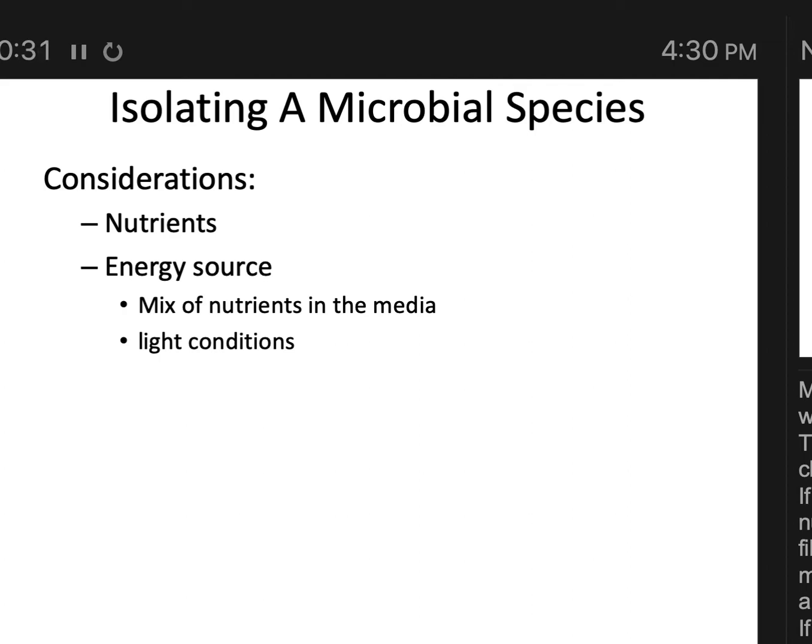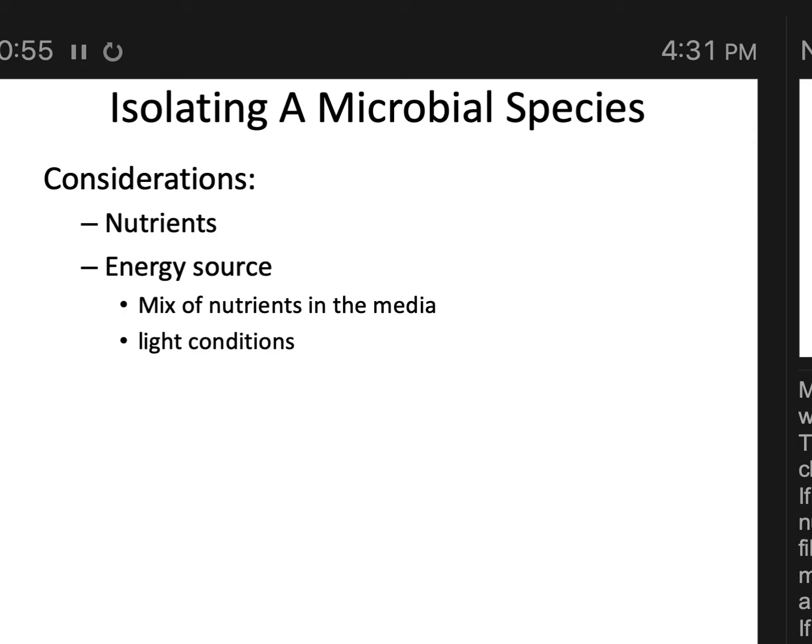What are the stoichiometric ratios of nutrients that the microbes need? How much nitrogen does this microbe need? How much phosphorus does this particular microbe need? How much sulfur does this particular microbe need? Does it need any growth factors like vitamins? Does it have micronutrient requirements that are unusual? So those are the nutrient considerations you'd have to isolate a particular microbe.